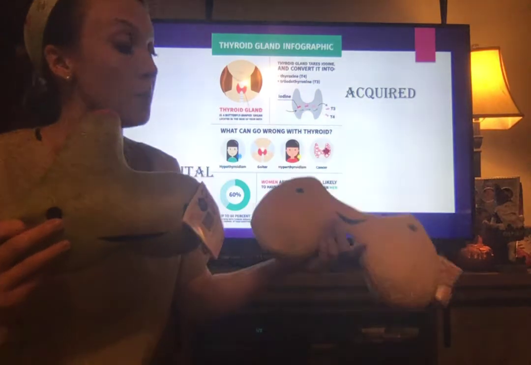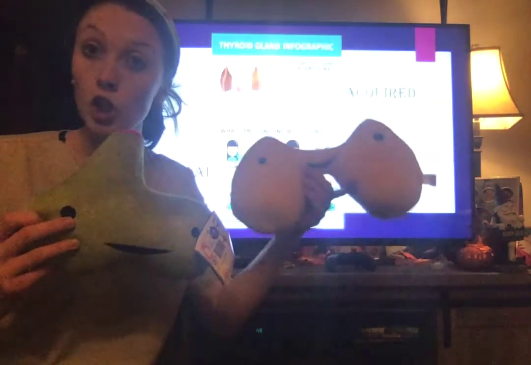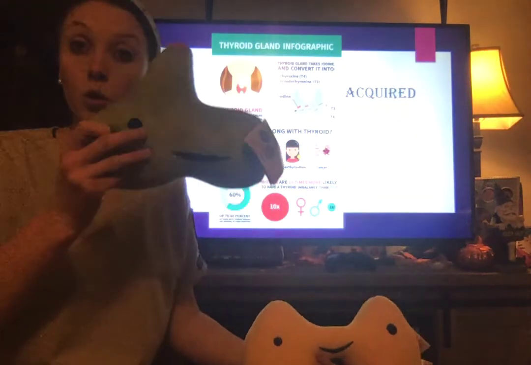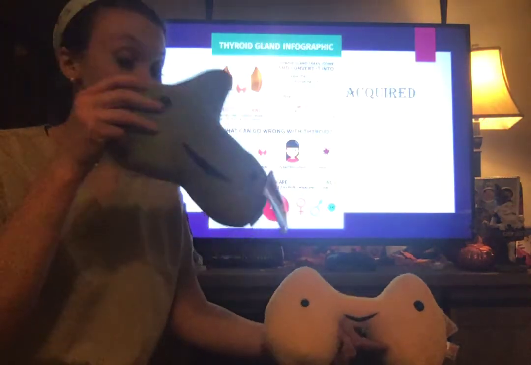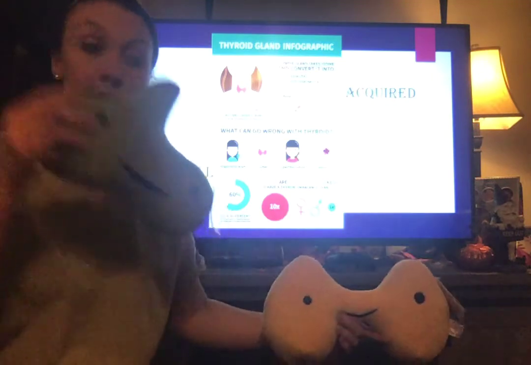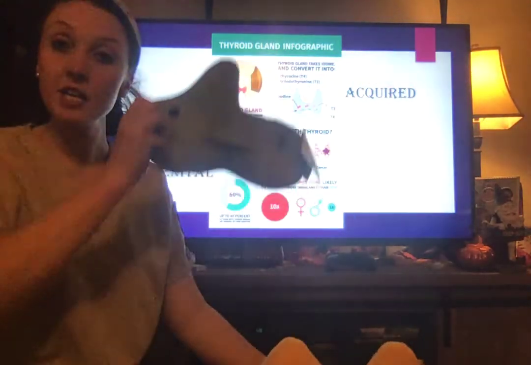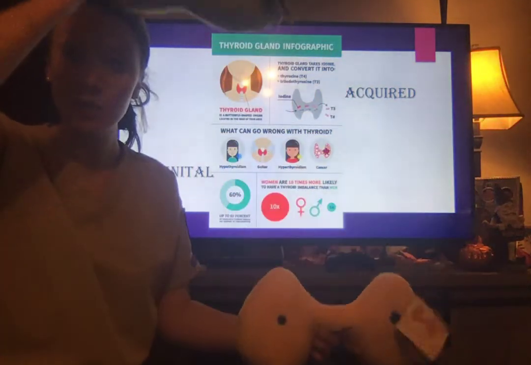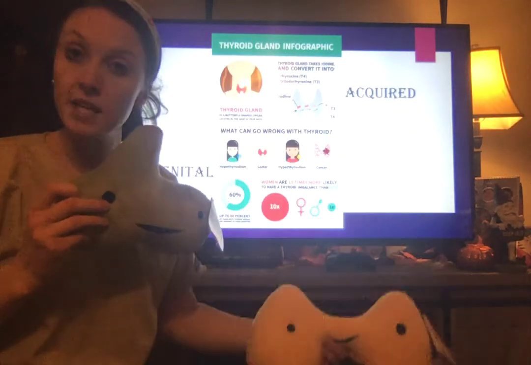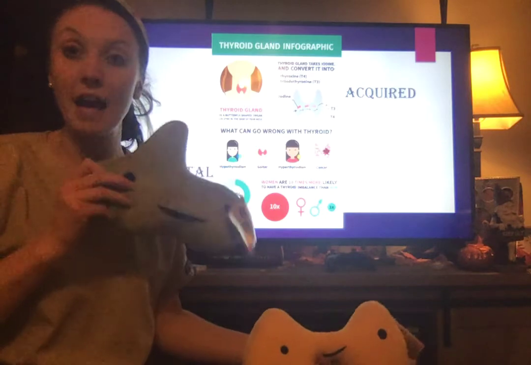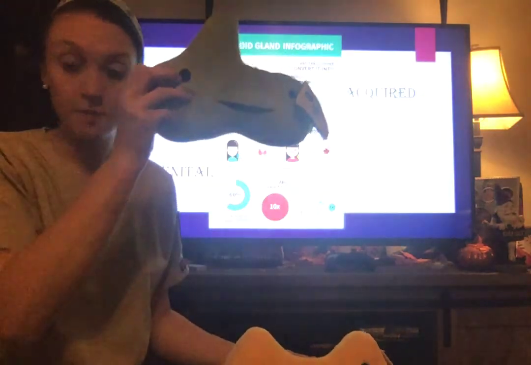Okay? So if your T3 and T4 are low, then your pituitary gland is going to keep screaming, TSH, TSH, you've got to fill up. Your gas tank's empty. Fill up, fill up, fill up. So your TSH is going to keep going high because your T3 and T4 is low. So in hypothyroidism, you have a low T3 and T4, and you're going to have a high TSH.